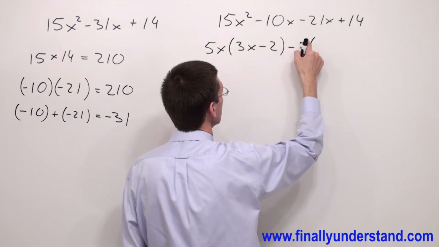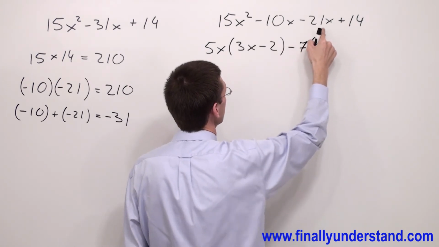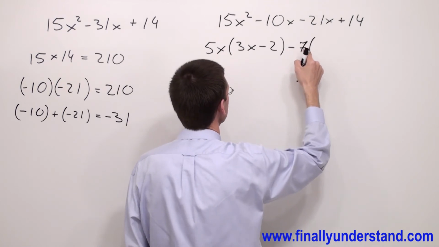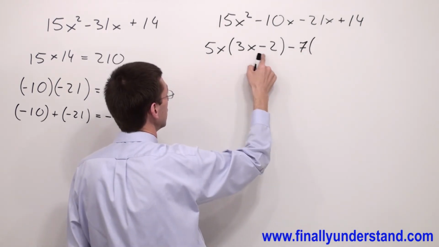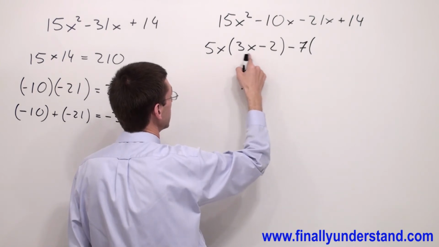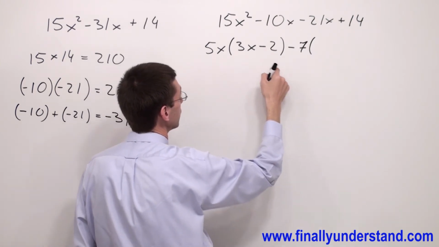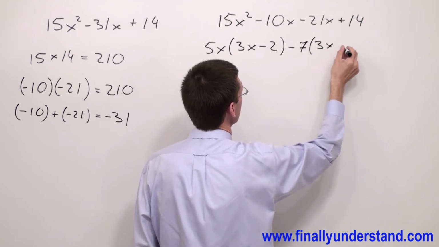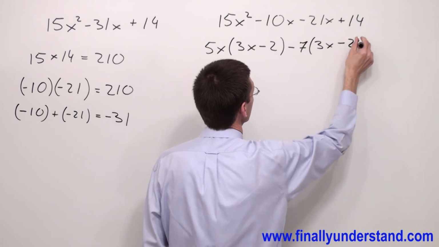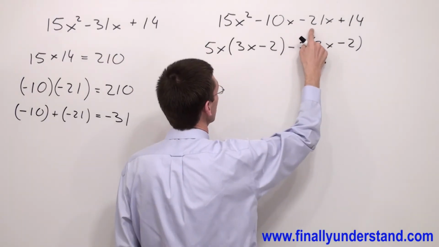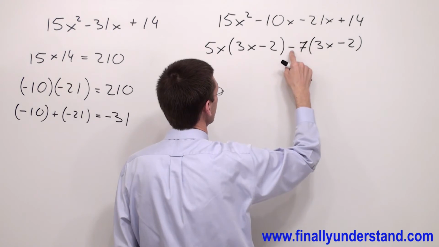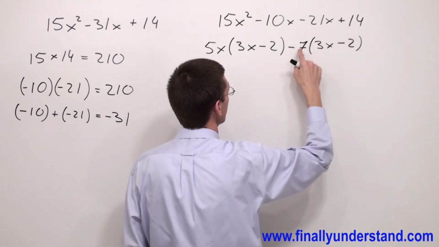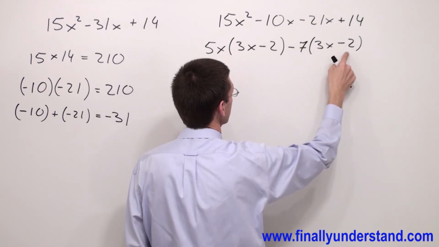Someone can ask why minus 7? Because I want to make sure that next to x I'm going to have a positive sign, because I'm trying to get an expression exactly the same as the one which I have already. So this is going to be 3x minus 2, because negative 21x divided by negative 7 gives me 3x. 14 divided by negative 7 gives me negative 2.